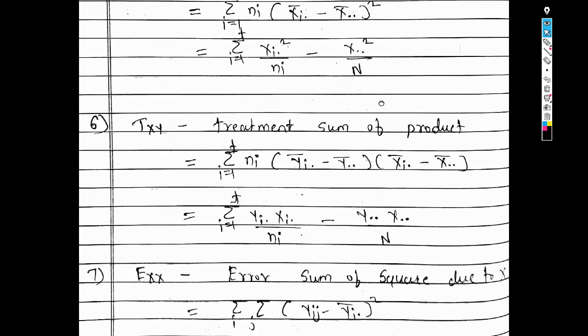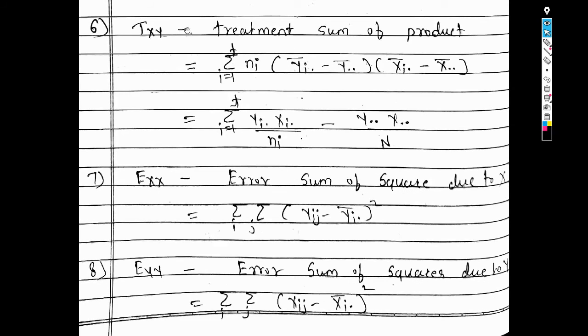Then next term is Txy. So Txy is the treatment sum of product of x and y. How do we write this? It is summation i running from 1 to t, ni into (yi dot bar minus y dot dot bar) into (xi dot bar minus x dot dot bar). And in correction factor form, this can be written as summation over i yi dot into xi dot divided by ni minus y dot dot into x dot dot divided by capital N. This is about treatment sum of squares.